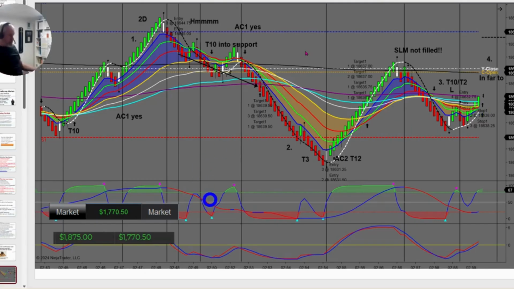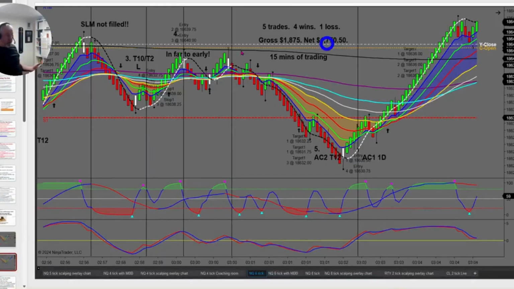So when we get to the charts, I've actually removed all the lines in the copy, but you'll see the trade entries, because I want to explain in a moment directly on the charts what we're looking at. So the end result here was 5 trades for 4 wins, 1 loss, all within 15 minutes of trading. And there were some great trade opportunities which I'll show you just before and after this particular session.